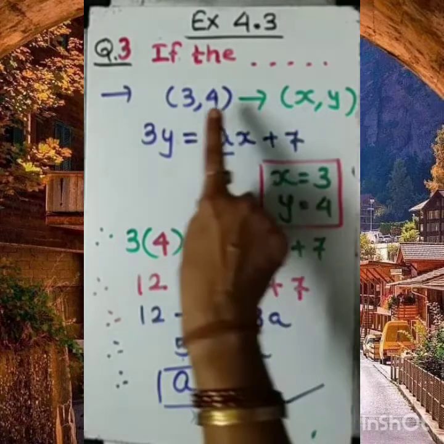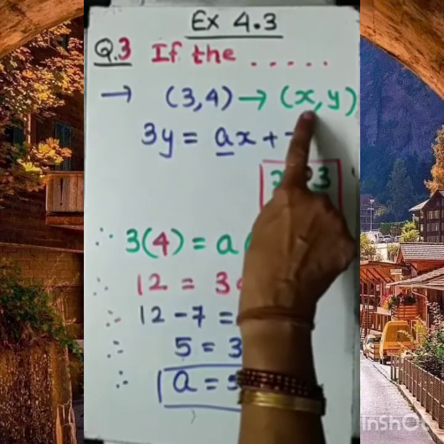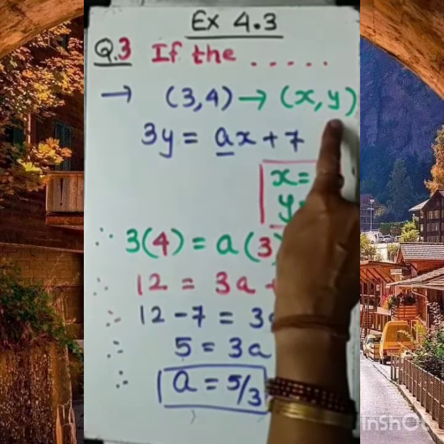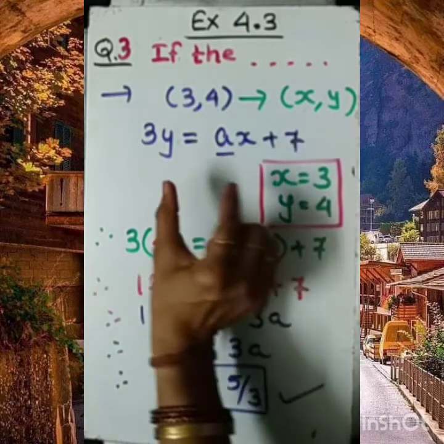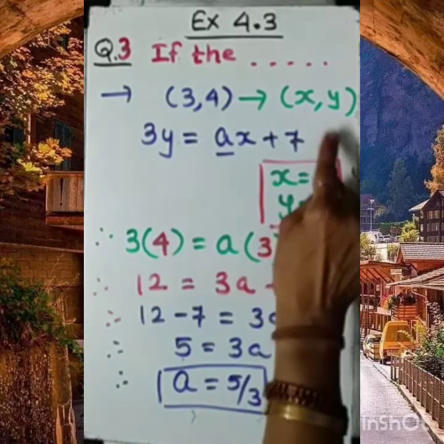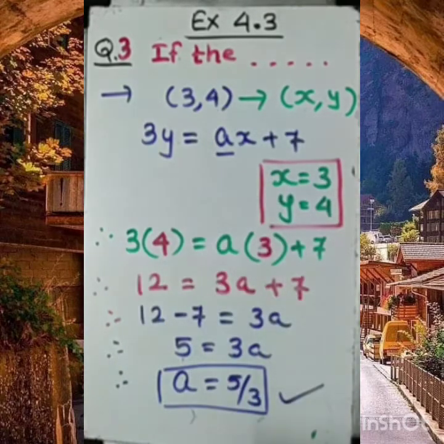Means the first coordinate will be of x and the second one is for y. After continuing this, whatever the equation we are given, sometimes you are given unknown variables like a, b, k, and sometimes you will find m also.